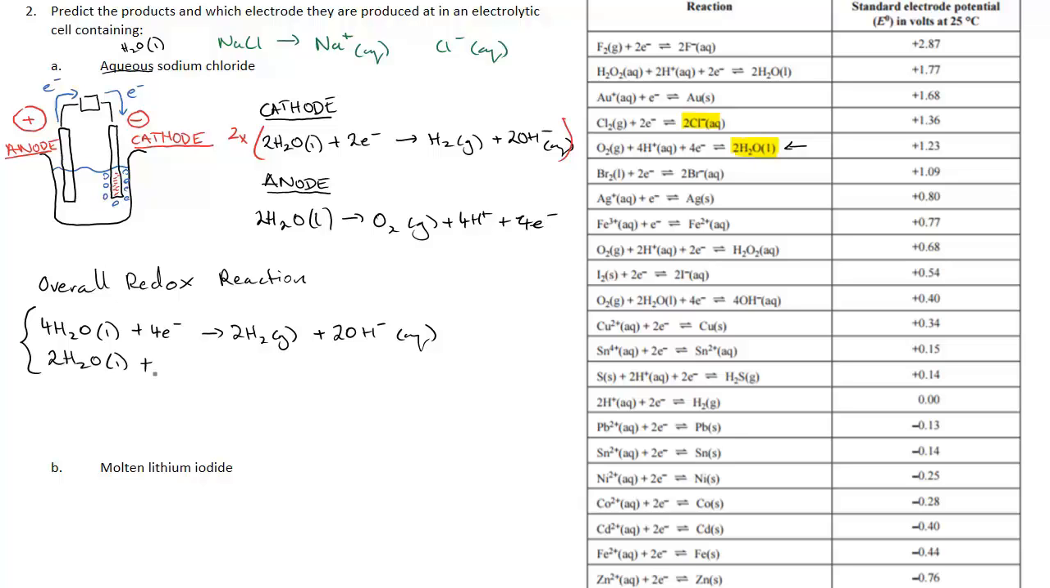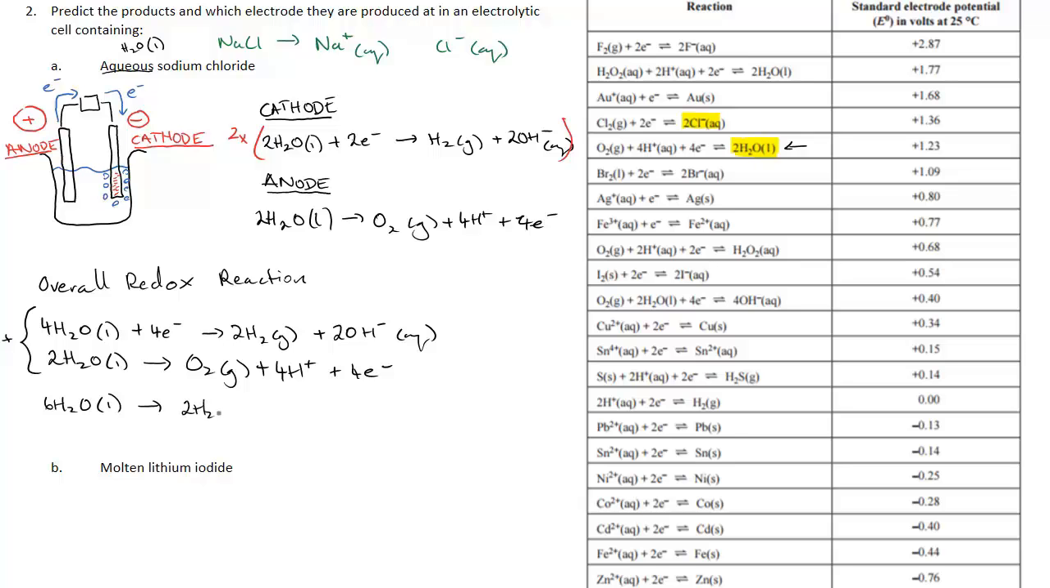No, we'll get rid of this. 2 waters converting into oxygen gas plus 4 hydrogen plus 4 electrons. Okay, so we're adding these 2 up together, and so we will get 6 waters forming.